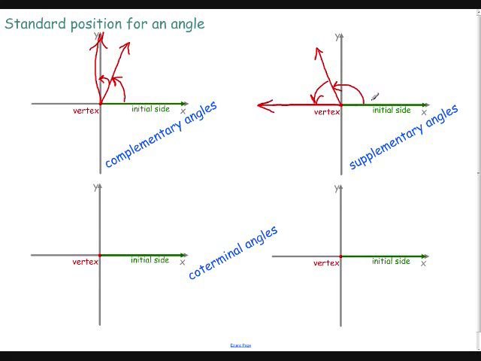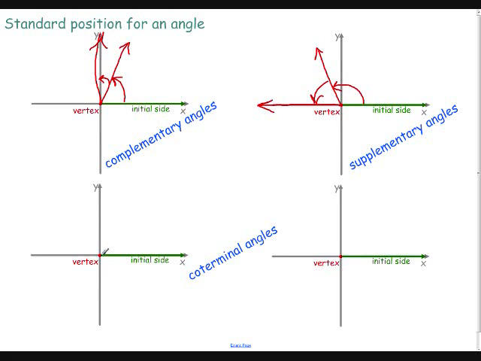One of the things you should notice here, unless the supplementary angles are both right angles, 90 plus 90, you're always going to have one obtuse and one acute.